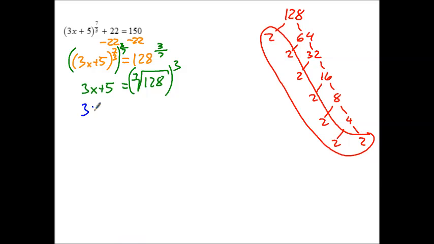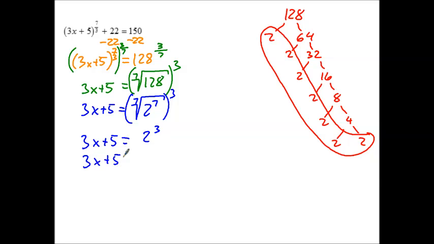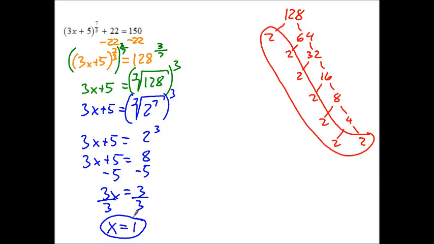That means 3x plus 5 is equal to the 7th root of 2 to the 7th power, all raised to the 3rd power. And the 7th root and the exponent 7 cancel each other out. We end up with 2 cubed, which is 8. 3x plus 5 is equal to 8. Subtracting 5, we get 3x is equal to 3. Dividing by 3, our answer is x is equal to 1.